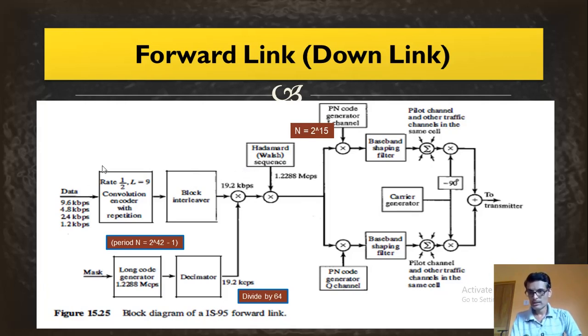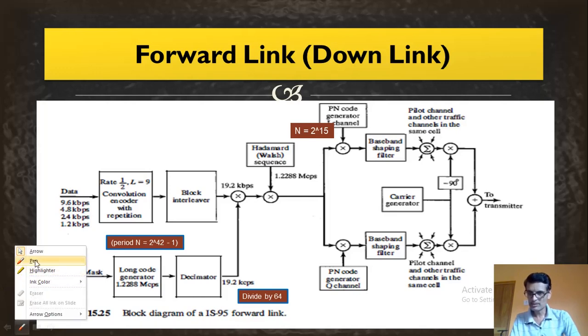Now, the data here means voice. The voice can be generated at variable rates, different rates. Maybe 9.6 kbps, 4.8, 2.4 or 1.2 kbps. It's a digital communication, so the voice signal is converted into digital form. It is converted into this variable bitrate by using a particular coder called the CELP coder.